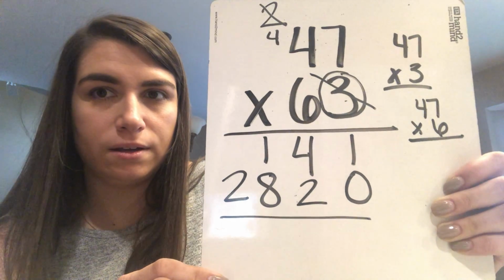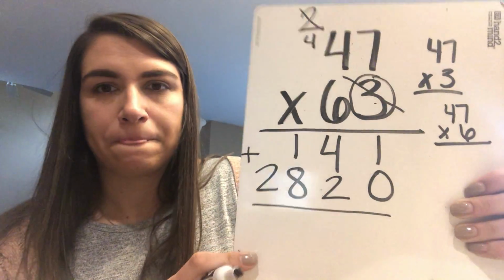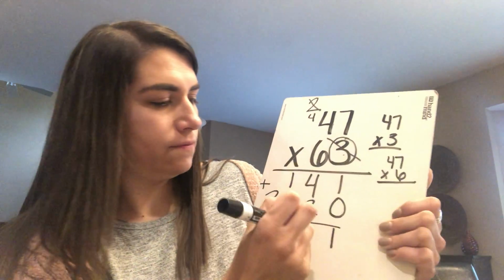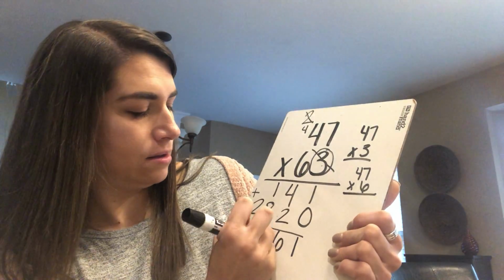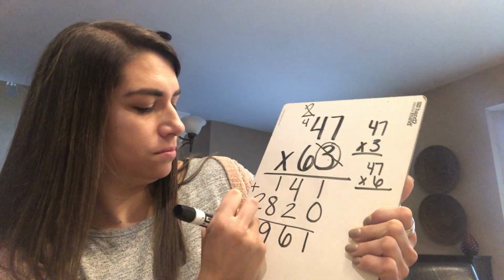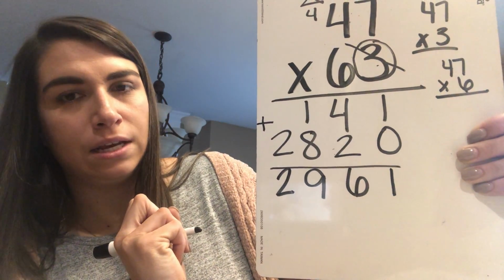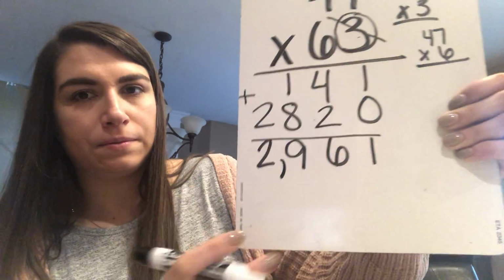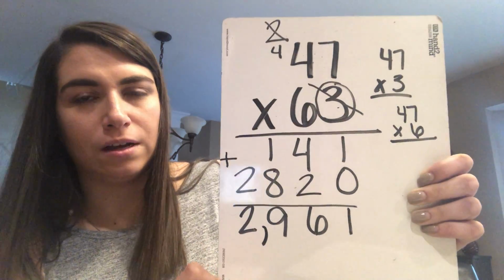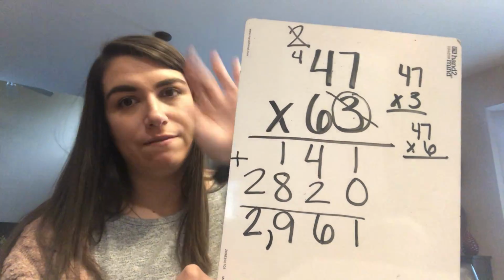So double check your work. And now I'm going to add them together. So 1 plus 0 is 1, 4 plus 2 is 6, 8 plus 1 is 9, and then 2 plus 0 is 2. So I should have gotten 2,961. Put my comma. Awesome job if you got that one right. High five, that's awesome. Those can get a little tricky, so I'm glad we're practicing them.